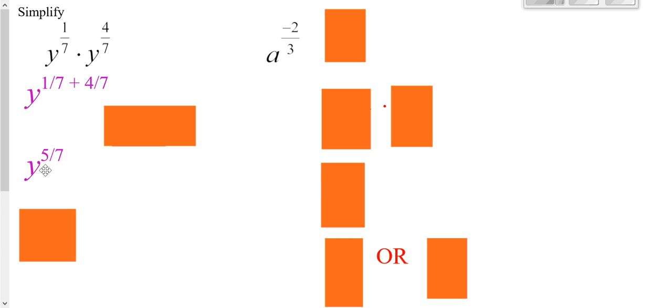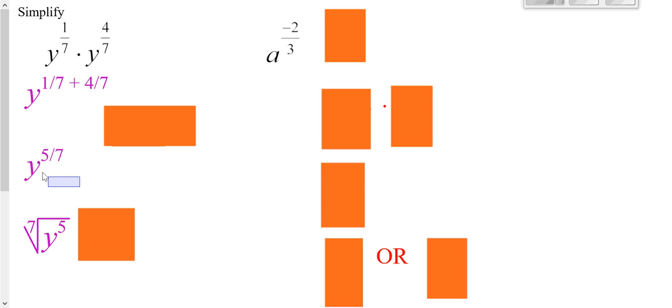We could probably leave our answer as fractional exponents like this. I mean, technically it could be written as the 7th root of y to the 5th, but I would probably just leave it as y to the 5/7 because we started out with fractional exponents. Typically, if you start out with fractional exponents, leave your answer with fractional exponents. If you were to start out with roots, leave your final answer with roots.